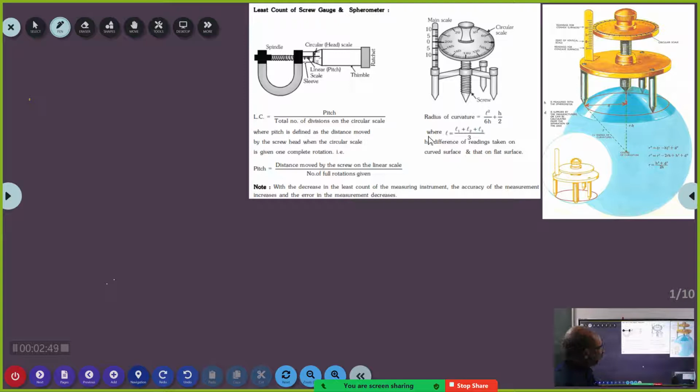Here you see 3 readings are taken and you write the average of the 3 readings here. If you do the manipulation, you are going to get the same answer. Because you have already used it, I don't have to elaborate on this again. We shall tackle some numerical issues on this.